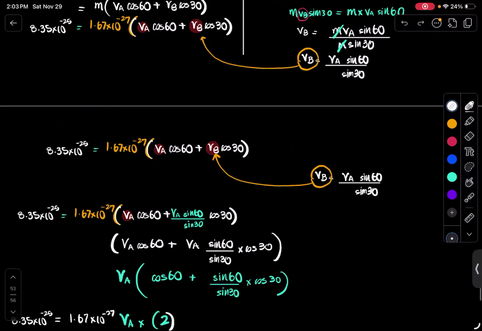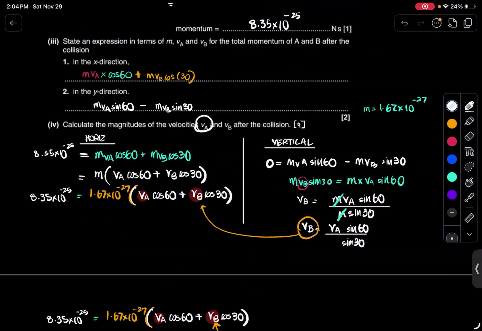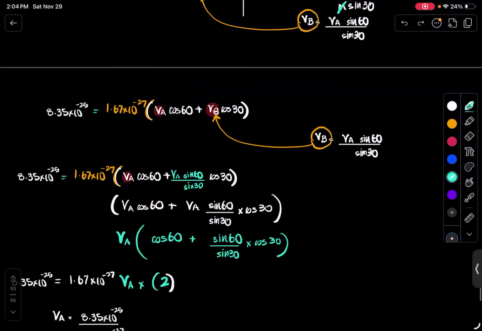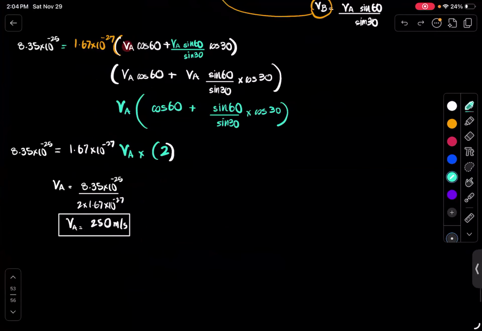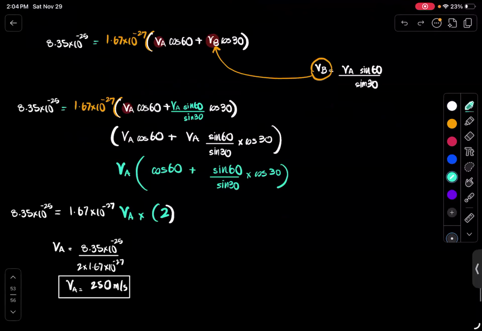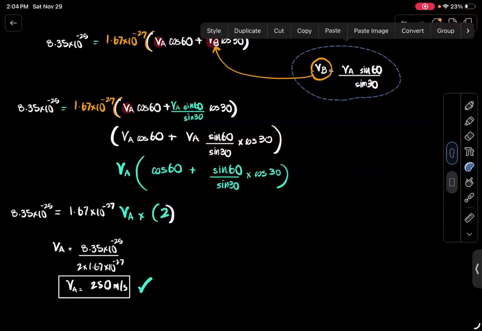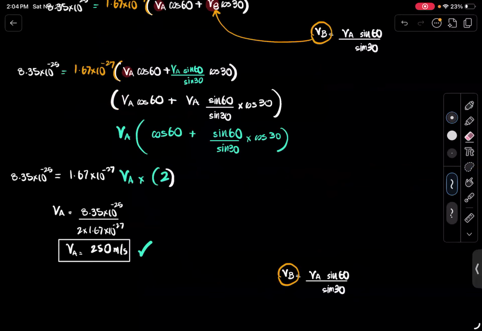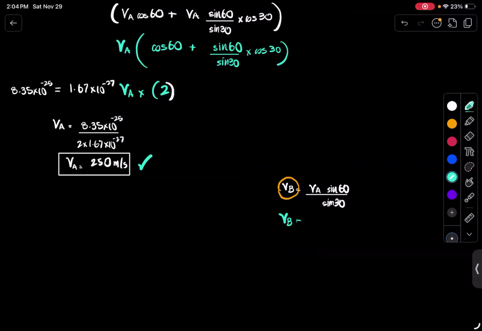Now, this is only part of the question. Calculate the magnitudes of VA and VB after collision. So you found out VA, but now we've got to do it again for VB. Just kidding. No, you don't. You just have to do this once. Why? Because you already have a pretty neat little expression for VA, right? If you know this is VA, then you can use this already found equation for VB. We know that VB is going to be VA, 250, multiplied by sine 60 divided by sine 30.